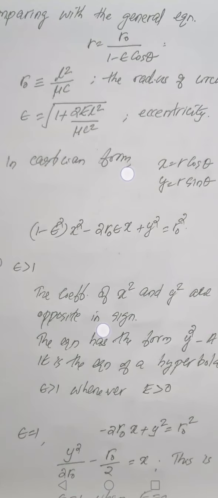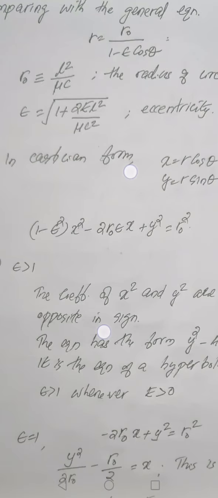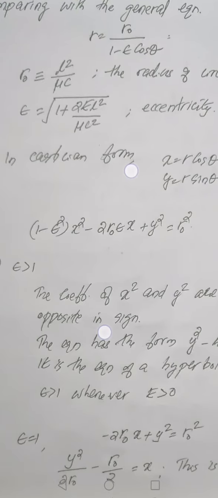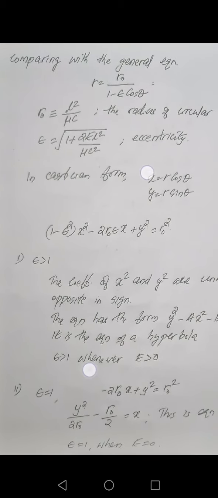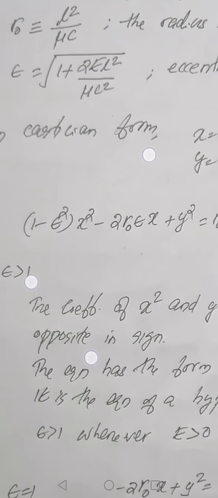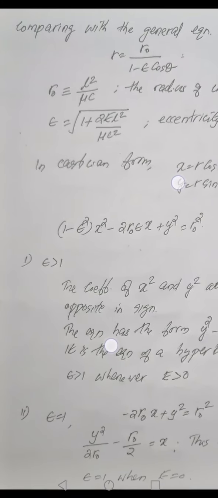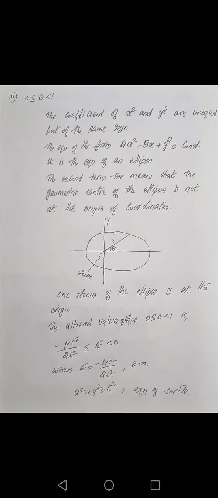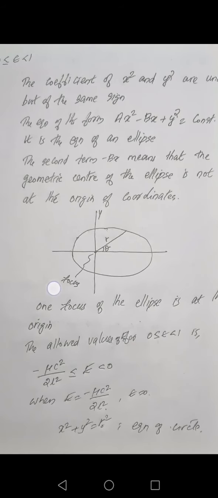So epsilon equal to 0 means the coefficient of x square will be 1, that is x square plus y square equal to r0 square. That will be the equation. So x square plus y square is equal to r0 square, which is actually the equation of a circle. That means at that time the orbit will be circular in shape.